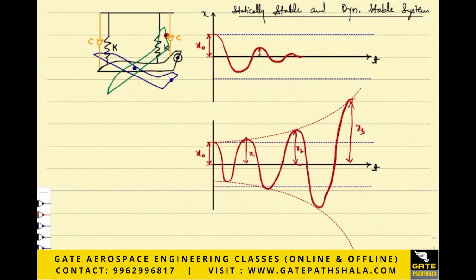If the aircraft is doing this, what would you say? Statically stable but dynamically unstable. Correct. Write that. Statically stable but dynamically unstable. So one thing is very clear, that static stability will not guarantee dynamic stability.